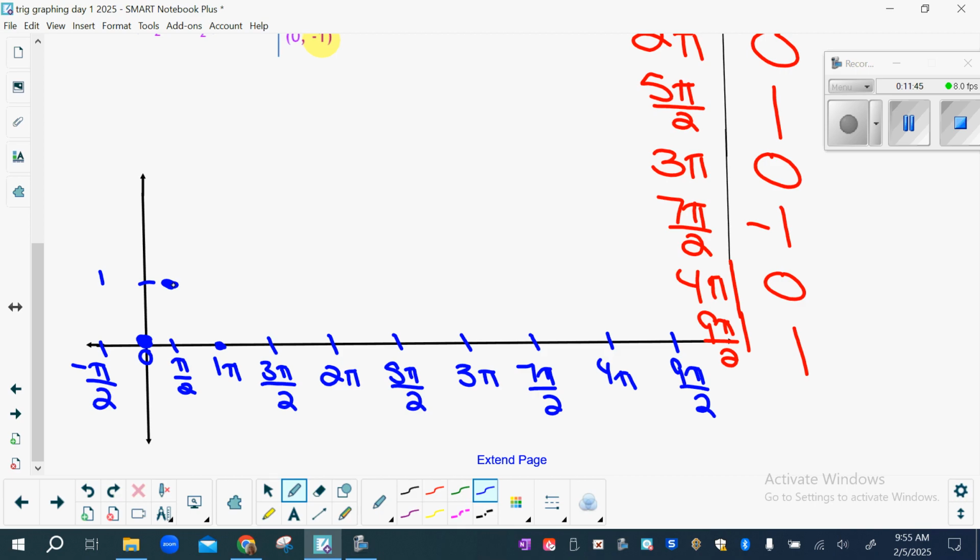Then I went pi, and it went to 0. Then I went to 3 pi over 2, and it's down here at -1. Are you guys with me? And then it went to 2 pi, which is 0. And then it goes to 1. And then it goes to the middle, which is 0. And then it goes to the bottom, which is -1. And then it goes to the middle, which is 0. And if I wanted to, it would go back up to the top, which is 1.